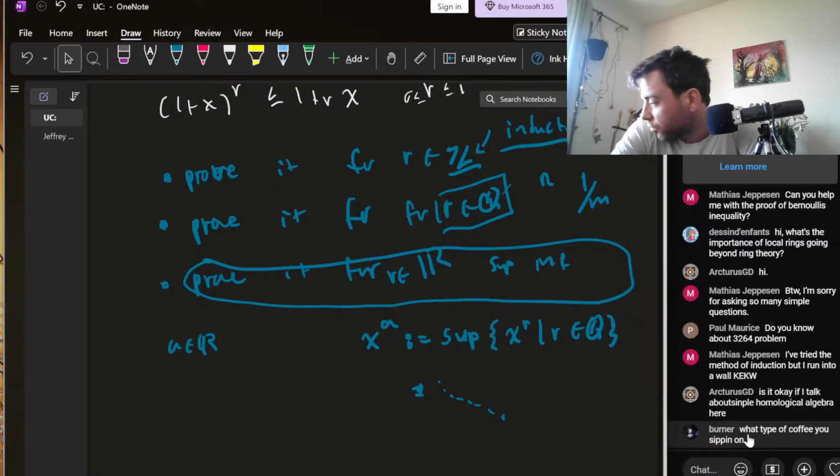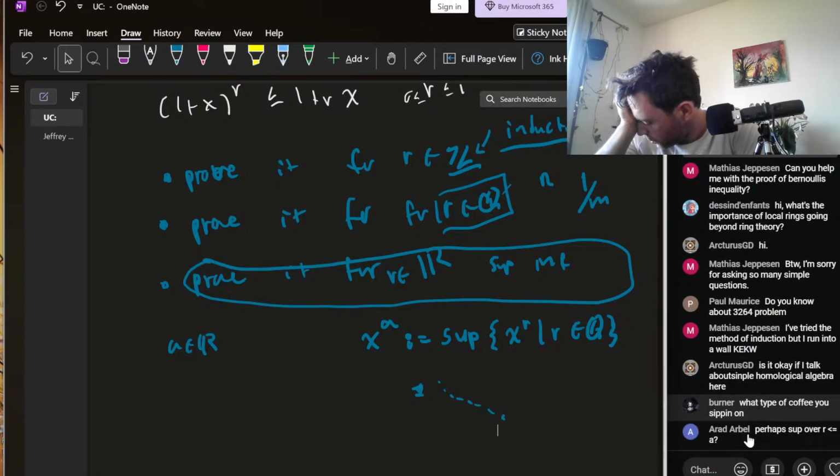What type of coffee am I sipping on? It is a coffee company. I think it's Black Bear or something. And it's from BC, and it's an organic coffee company. Yeah.